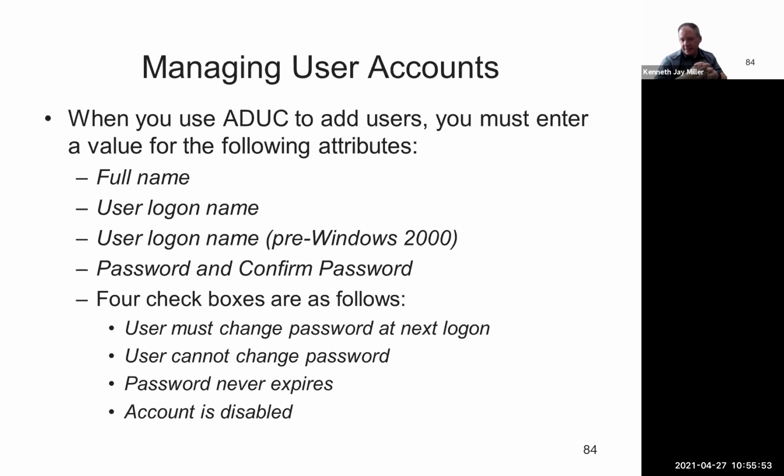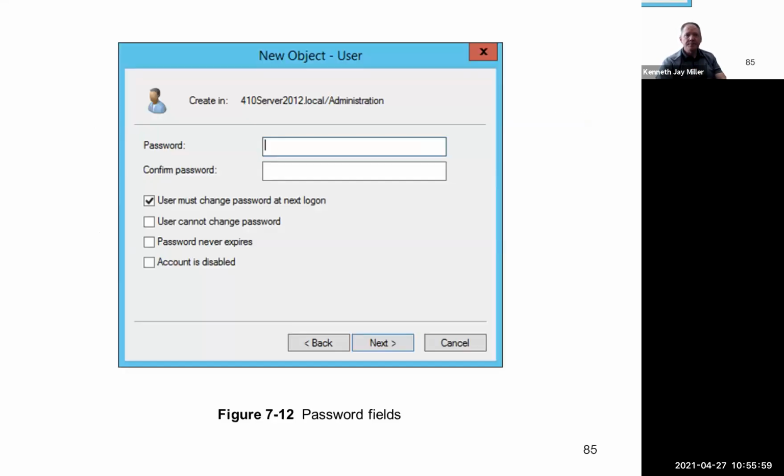We'd also set it that they can't change their password, or that the password never expires, or the account is disabled. All right. So here's what this looks like. By default, user must change password is ticked. It's checked. So we want to make sure that we uncheck that. And in our labs, I think I always ask you to uncheck that and check the password never expires.